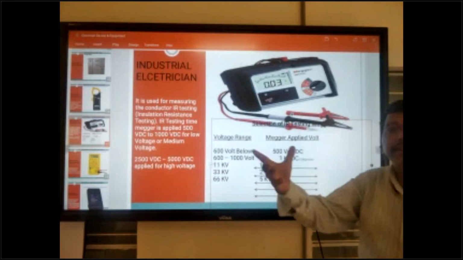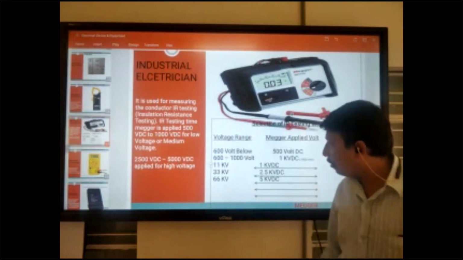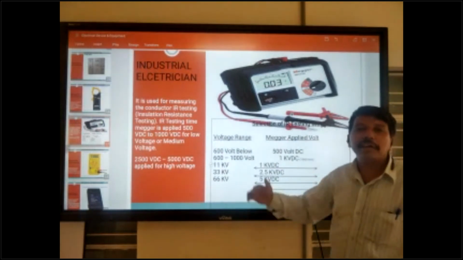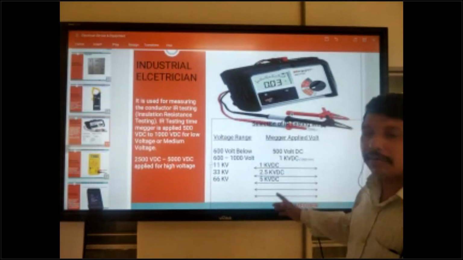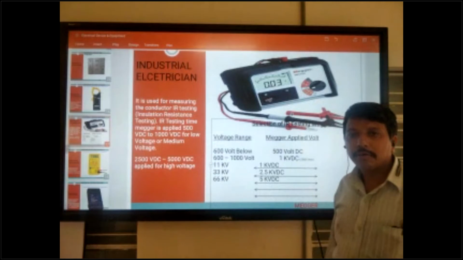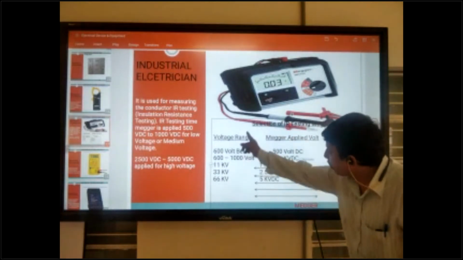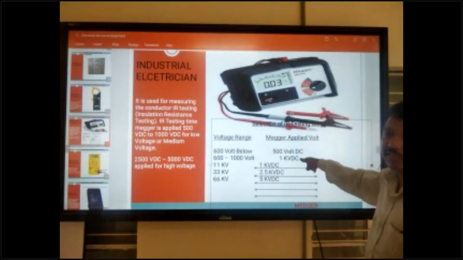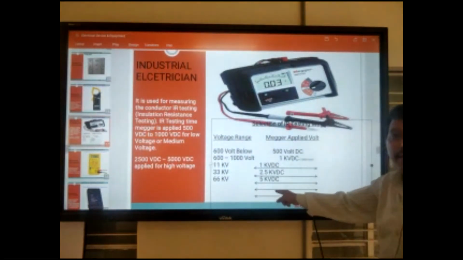If you don't know the testing, it means you are not a good electrician, not a senior electrician. You should have the knowledge of this. Even if you are not working in high voltage, you can take a little bit of knowledge of high voltage too. So this is the voltage range. Always apply DC volt when measuring, and we can check in this range according to the DC volt.